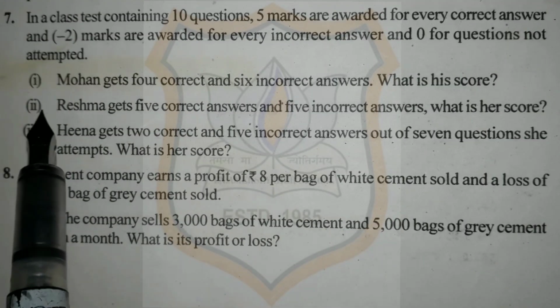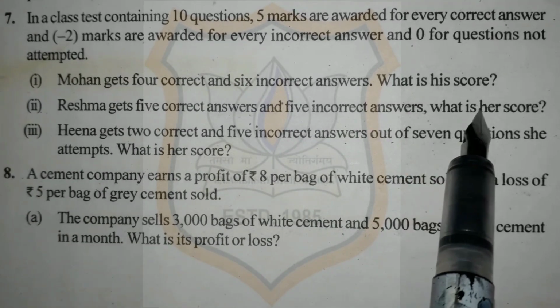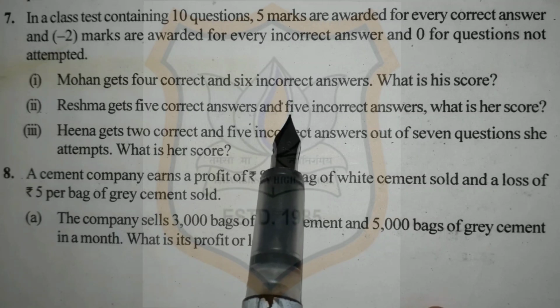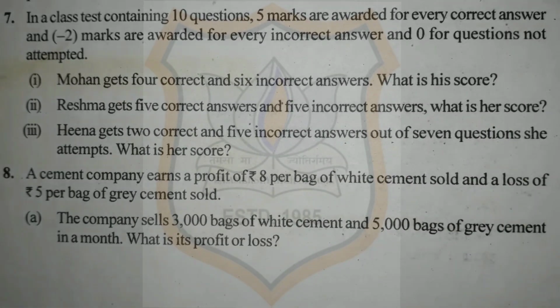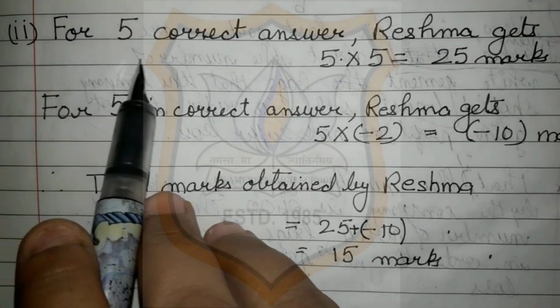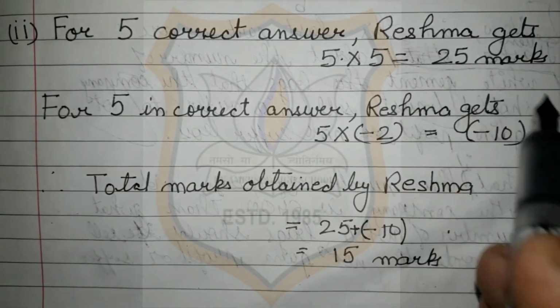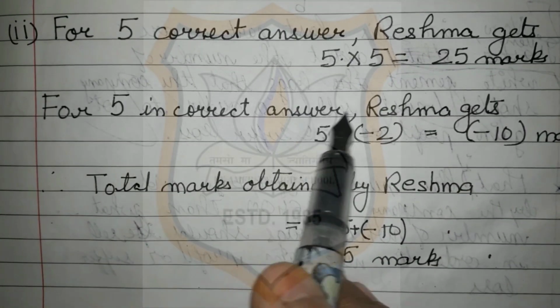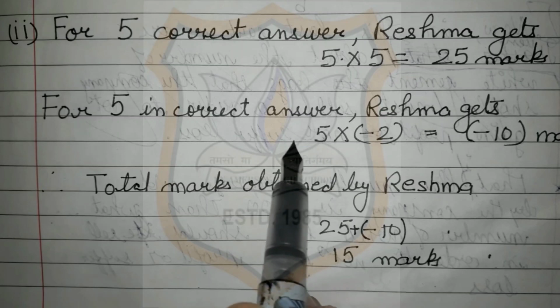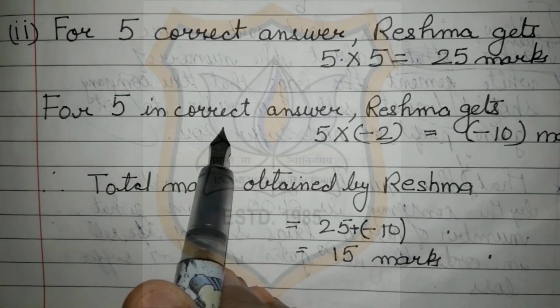Second part of question number 7 is: Reshma gets 5 correct answers and 5 incorrect answers. What is her score? Now, in this question, you have to calculate Reshma's total score. Students, as you know, for correct answers, plus 5 marks are given and for incorrect answers, minus 2 marks are given. Now, for 5 correct answers which Reshma has given, Reshma gets 5 into 5, that is equal to 25 marks. And for 5 incorrect answers, Reshma gets 5 into minus 2, plus into minus is minus. 5 twos are 10. So she gets minus 10 marks for 5 incorrect answers.